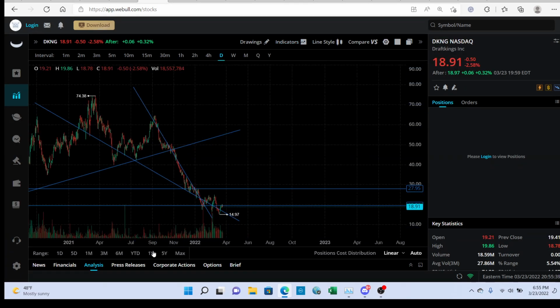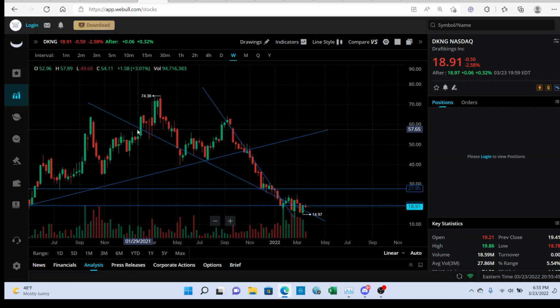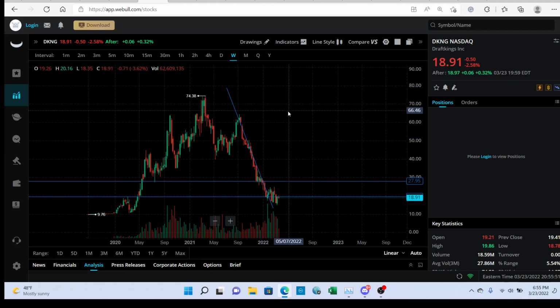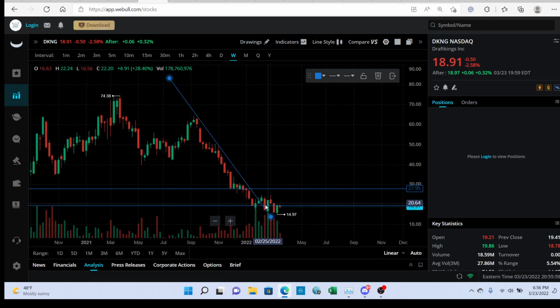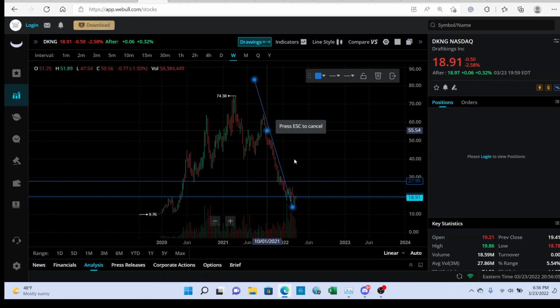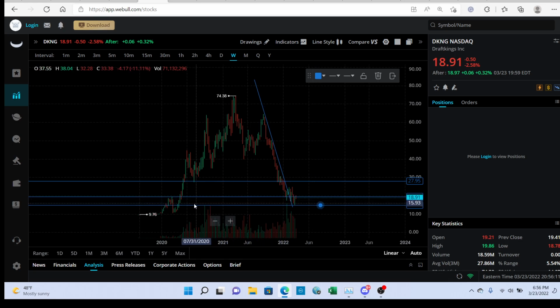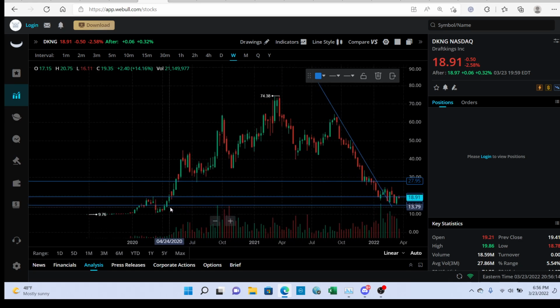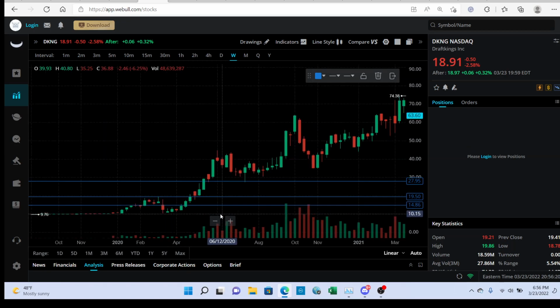Now, DraftKings, we go out 5 years. Now, what I want to point out, it recently broke this downtrend here. And now we're just kind of moving back and forth. So the low was actually pretty darn low. It was the actual base of this bar right here.